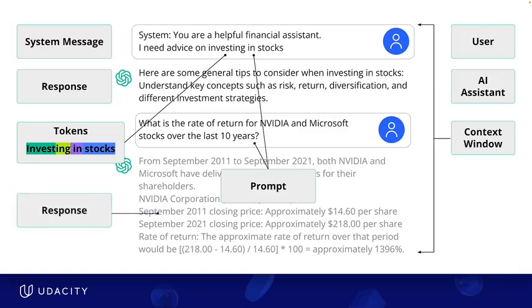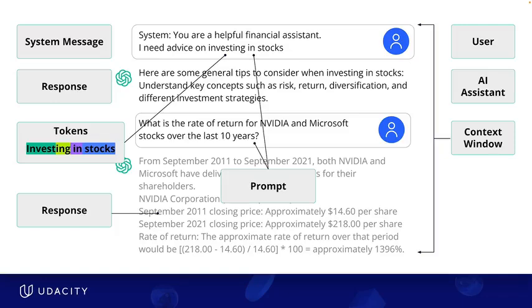Finally, we have responses. These are the outputs generated by ChatGPT in reply to a user's prompt. For instance, in response to the prompt, "I need advice on investing in stocks," ChatGPT might generate a response like, "Here are some general tips to consider when investing in stocks. Understand key concepts such as risk, return, diversification, and different investment strategies."